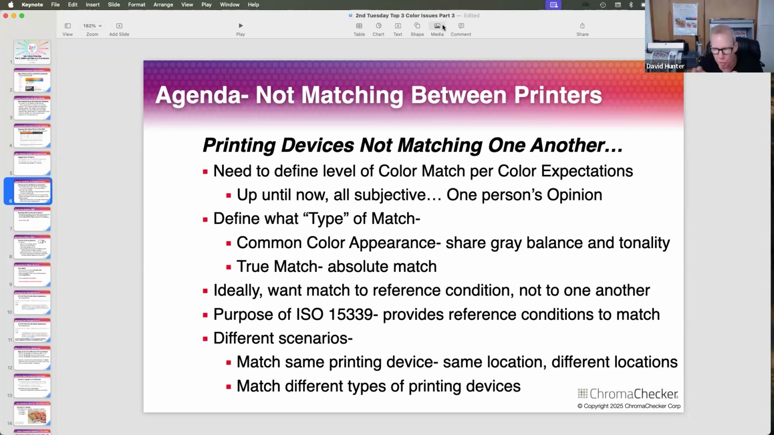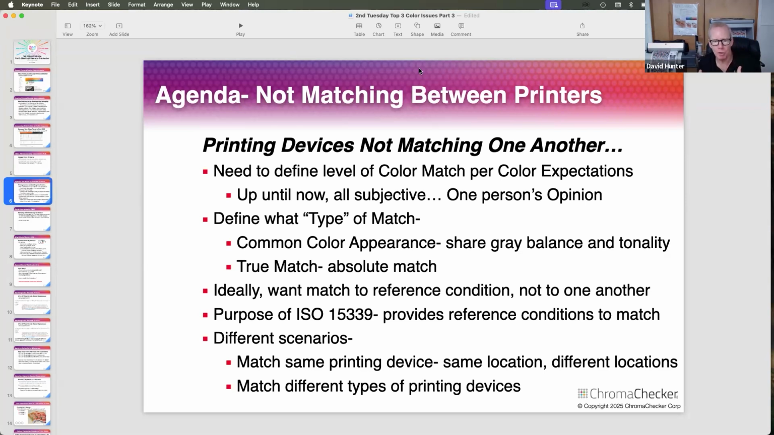So you can really start educating people on what a color match is and what levels of color match you have. When we talk about types of color match, I like to talk about 2. There's a color common appearance, which means sharing gray balance and tonality. And then there's a true color match, an absolute color match. People get these confused, and they need to be thought of completely independently.